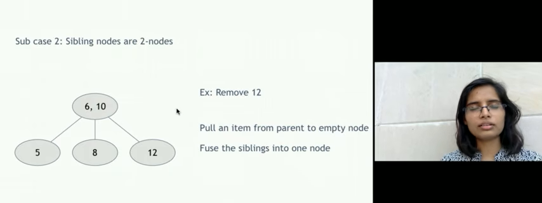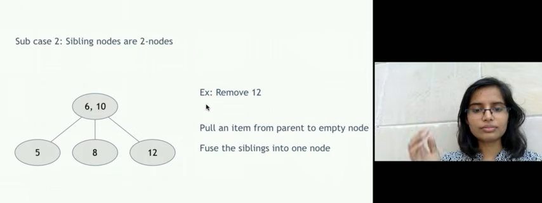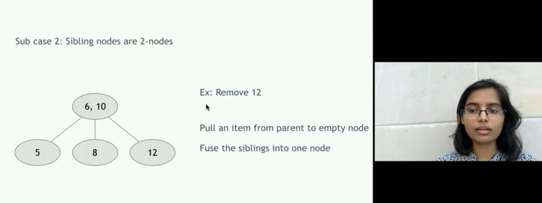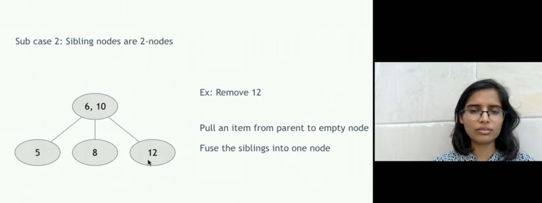In the third subcase, we'll be dealing when we have just one value in a parent. So what we can do is pull an item from parent just as before. Pull an item from parent to the empty node that is obtained after we remove our value, and then we can fuse the siblings into one node. Let's see what fusing is with an example.